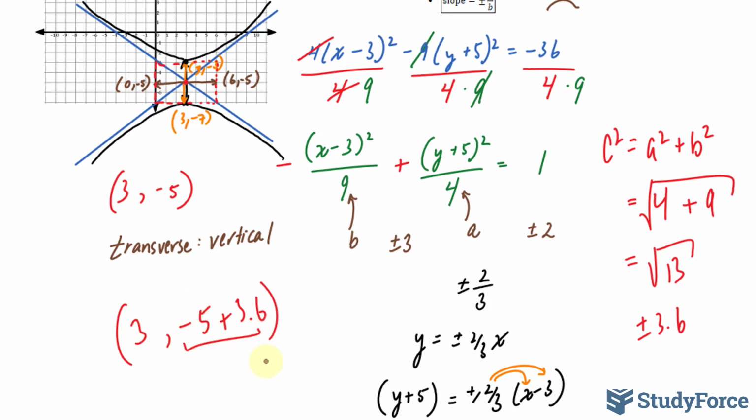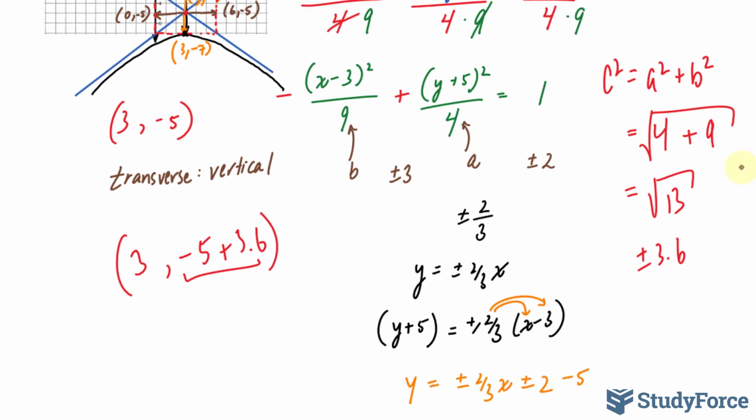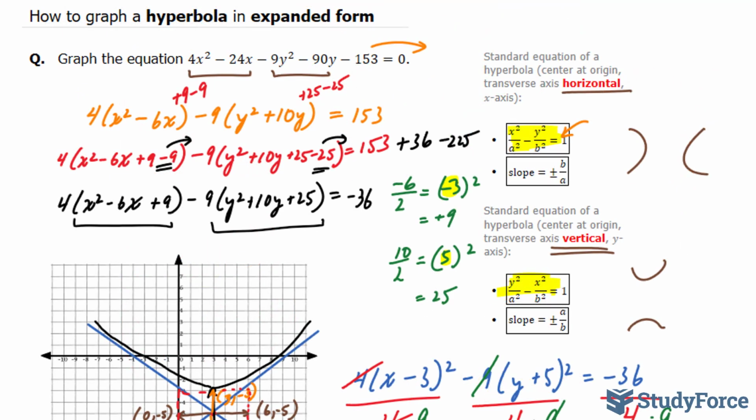So adding these two together, we should end up with a number over here. And to find the focus in this region, we take -5, which was the y-coordinate of the center, and we subtract 3.6. Whatever the sum and difference of these numbers are represents the y-coordinate of the foci. And there you have it. That is how to graph a hyperbola in expanded form.